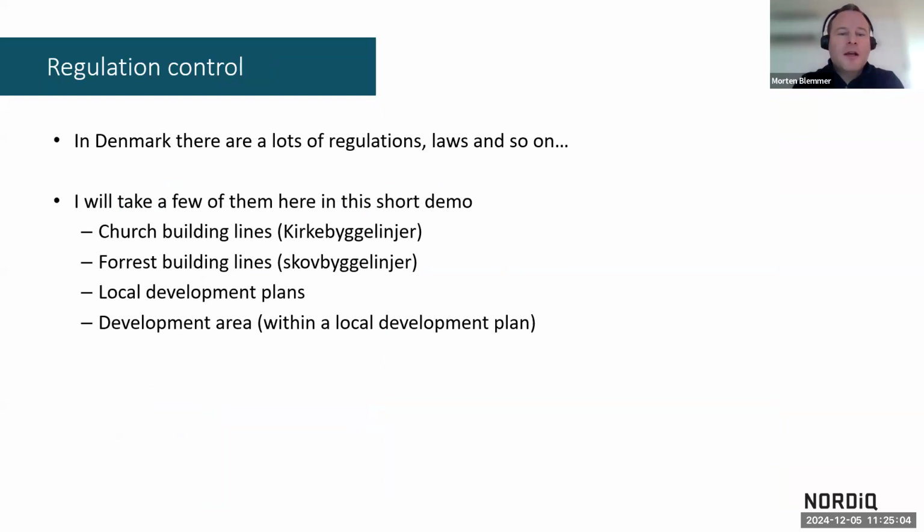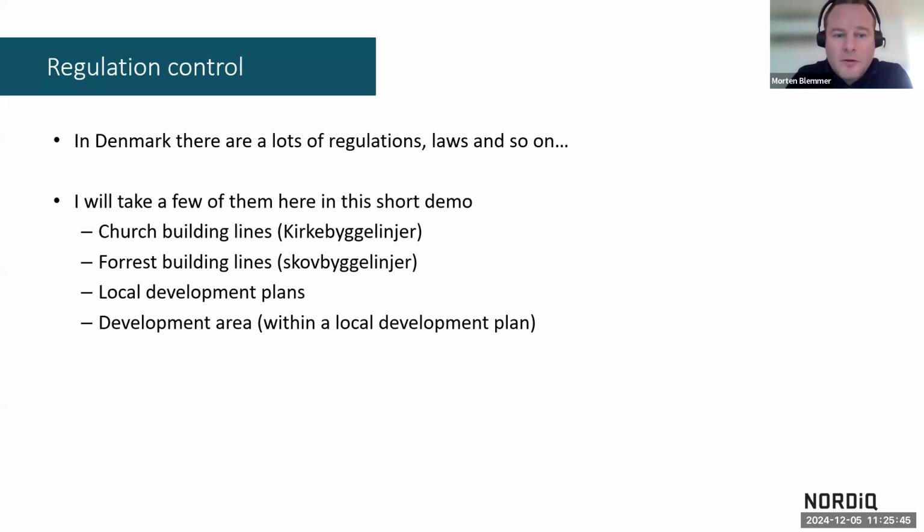Good. So when we are doing a case like this in Denmark, there are lots of regulations. In this demo, I've just pointed out 4 layers where there could be some restrictions. So for instance, in Denmark, we have something called church building lines, which means that if you build within 300 meters of a church, then there are some restrictions about how high you can build your buildings and stuff like that. The same goes for forests. If you are within 300 meters of a forest, then there are some regulations as well about how to build.